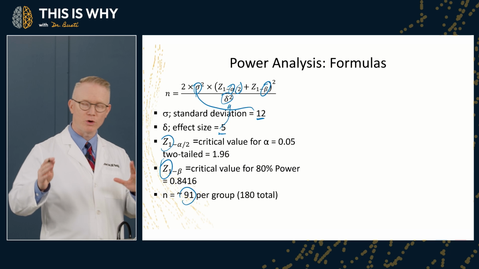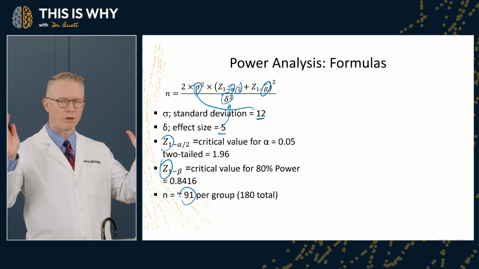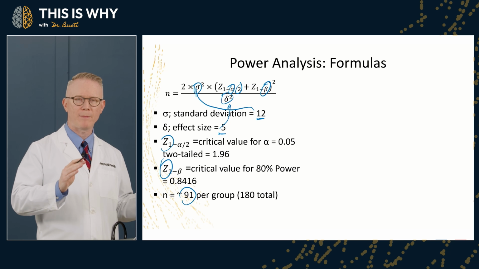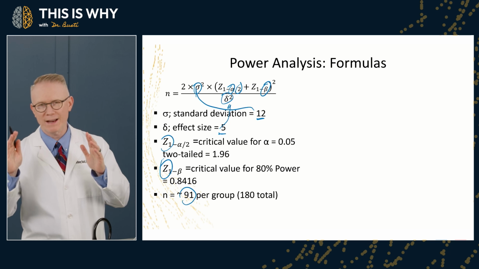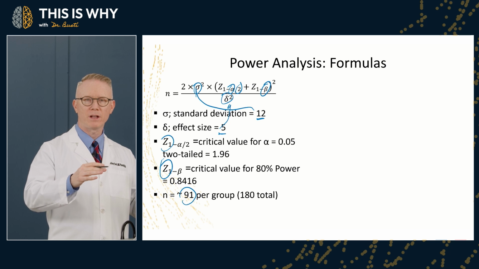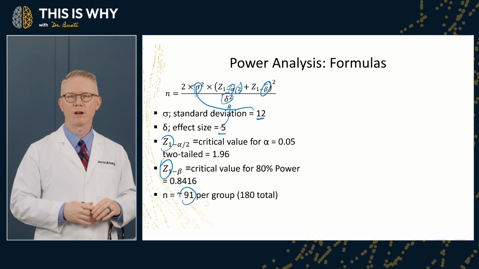So that means for each group, if you're going to compare 2 groups, that means a total of 180 patients, but 90 in each group. So you have to enroll that many people in order to achieve a power of 80%. And if you're going to find a difference, hopefully that's where it's going to occur after that.